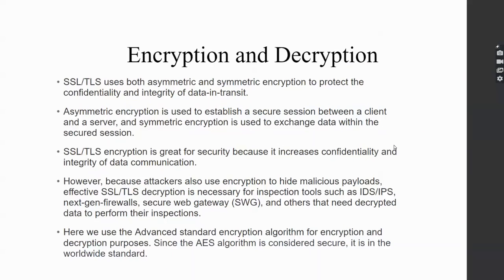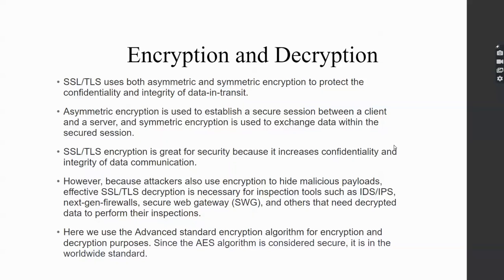Encryption and decryption. SSL and TLS use both asymmetric and symmetric encryption to protect the confidentiality and integrity of the data in transit. Asymmetric encryption is used to establish a secure session between the client and the server, whereas symmetric encryption is just used to exchange the data within the secured session.